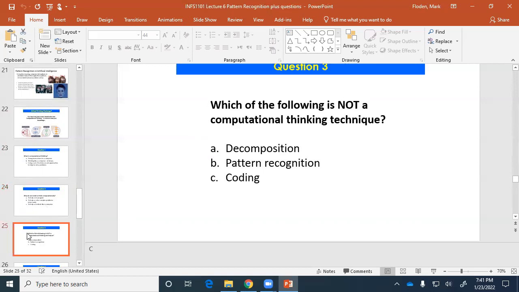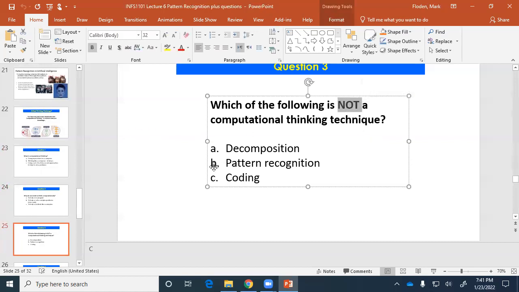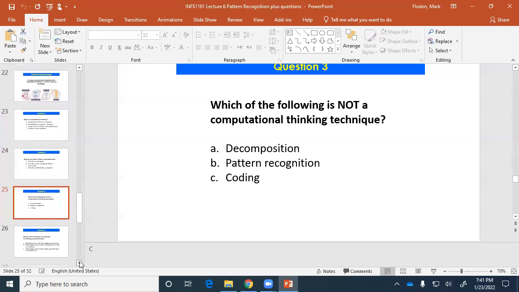All right, so which is what? You guys said coding, which is C. I like that answer, but computational thinking doesn't require it. We had 4 areas, didn't we? Decomposition. What was the other one? Algorithm, abstraction, and pattern recognition. Good. Not coding.